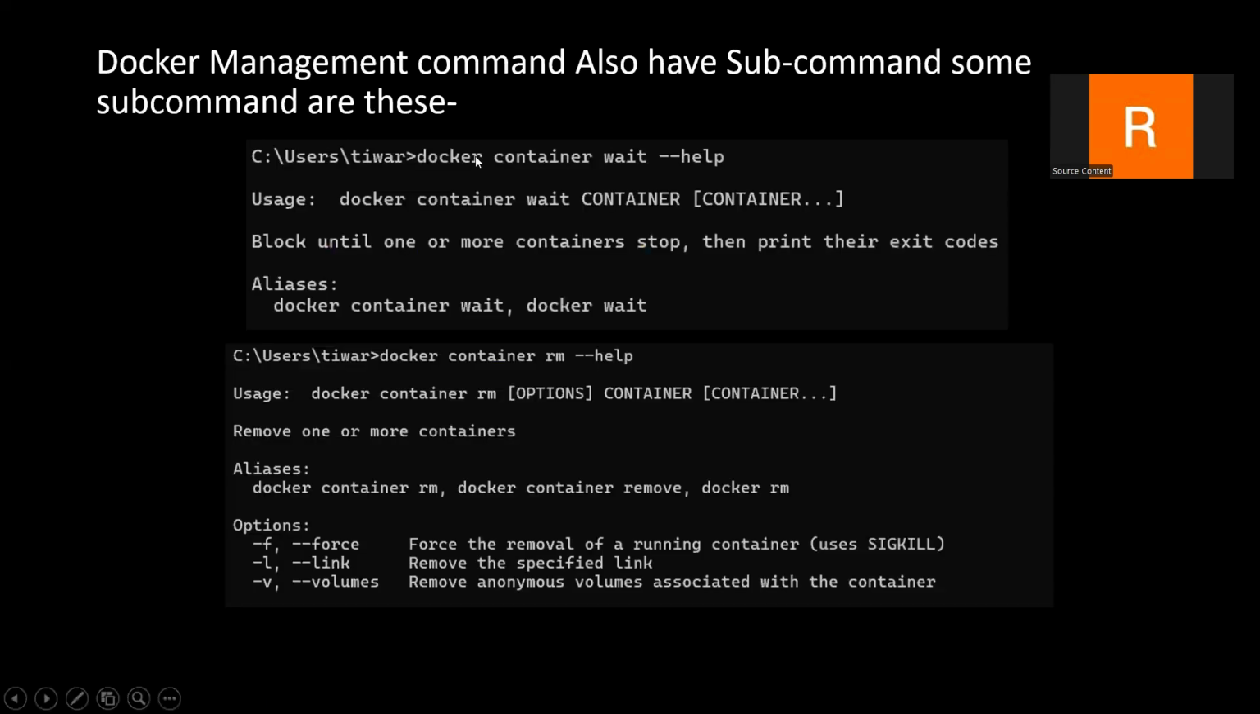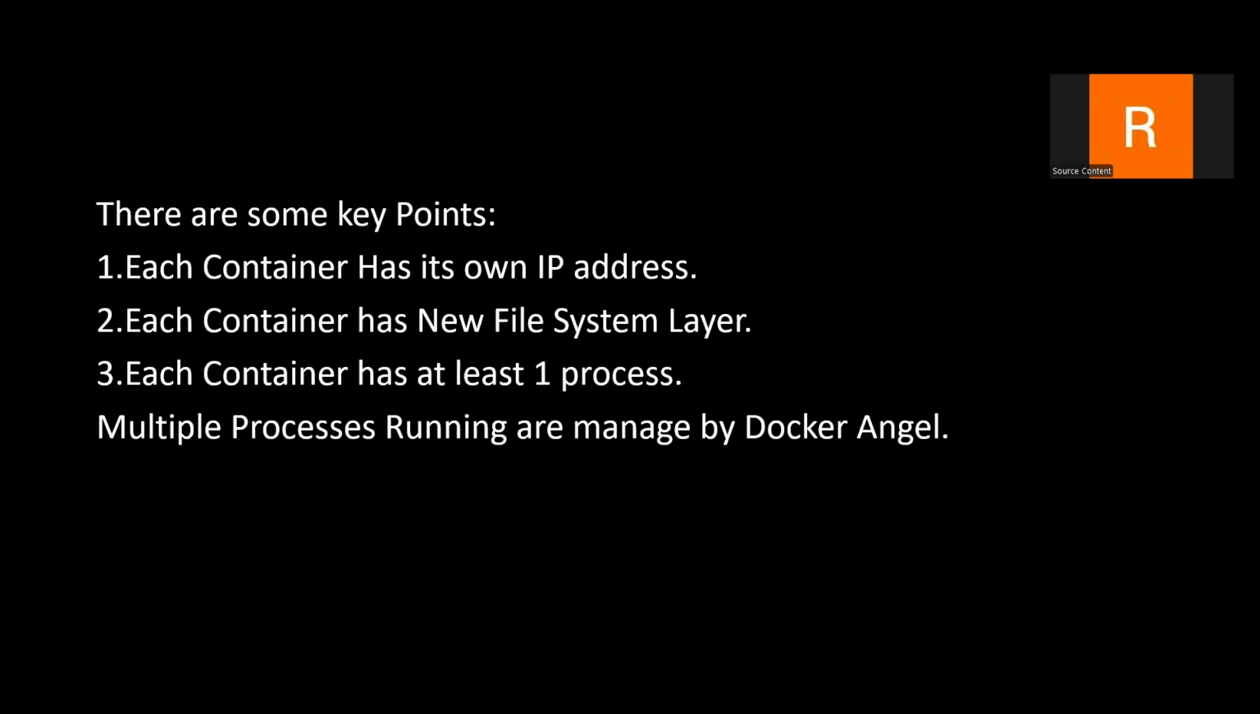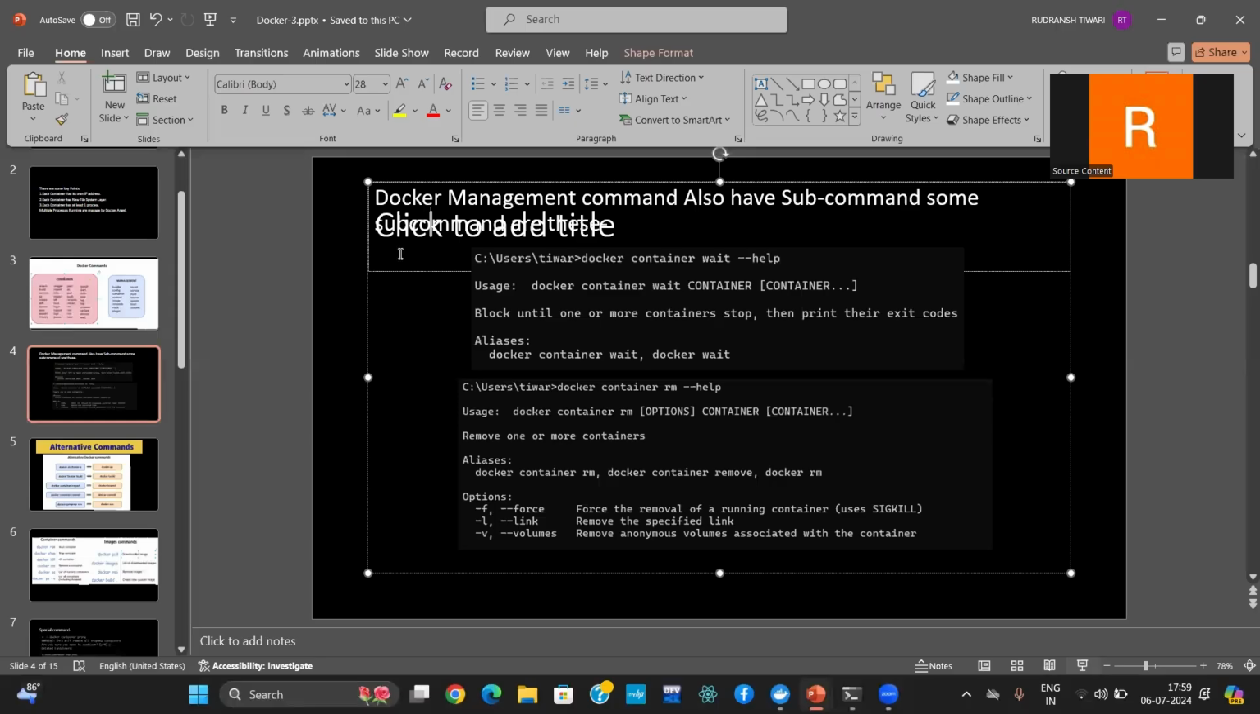I covered all the points about communication between client, server, and remote repository. If I run Docker run, I told you previously how it performs the action. I also told you about specific points like how each container has its own IP address, and how we can get to know how many commands are running. If we want a particular description of a command, then we use the command line. I explained all the things.